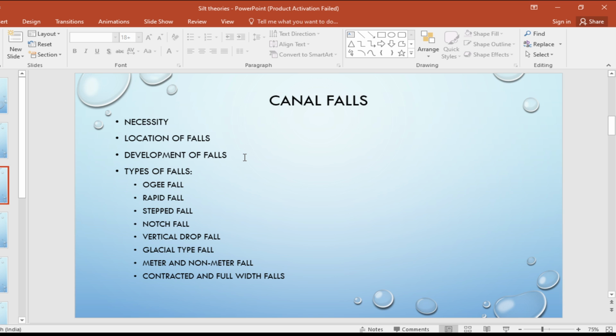Before that, there were no falls in any canal. Canal system is existing, but the canal fall structure is not existing in any canals. Okay. Now, what is energy dissipation? We will study this in spillway chapter, but I'll just explain what is exactly energy dissipation.